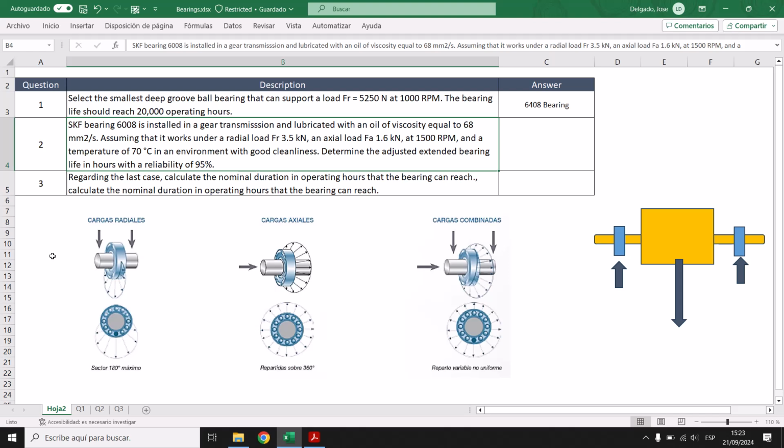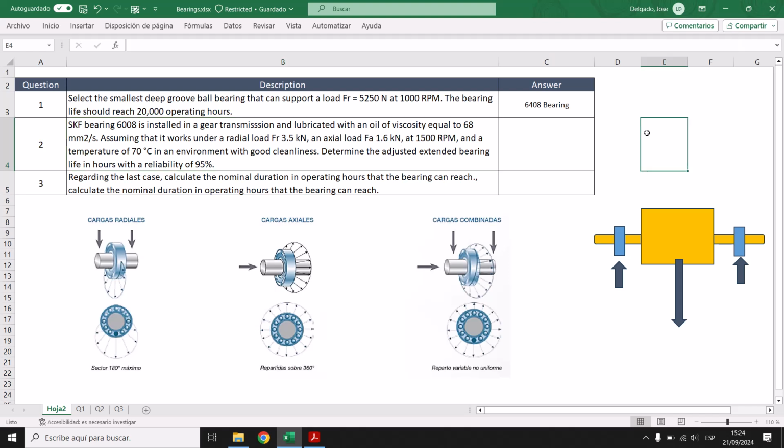Determine the adjusted extended bearing life in hours with a reliability of 95. So here we have a lot of information, and we are going to use it to determine the service life in this case. Now we know the bearing, and we would like to know how many hours this bearing is going to have in service.